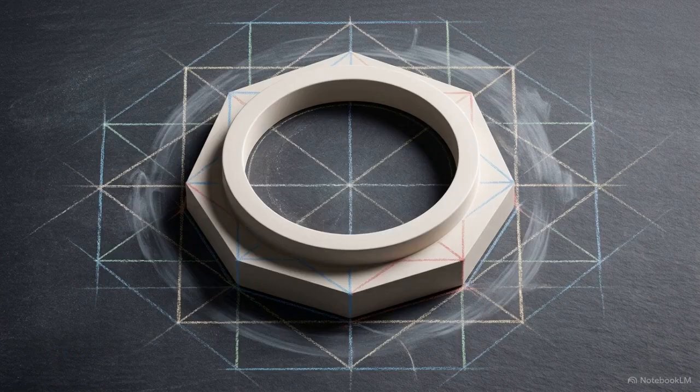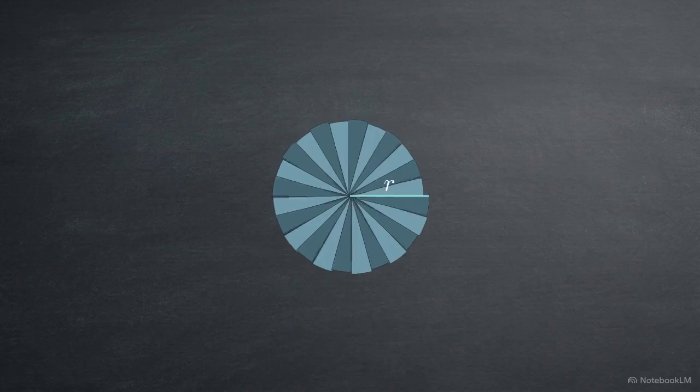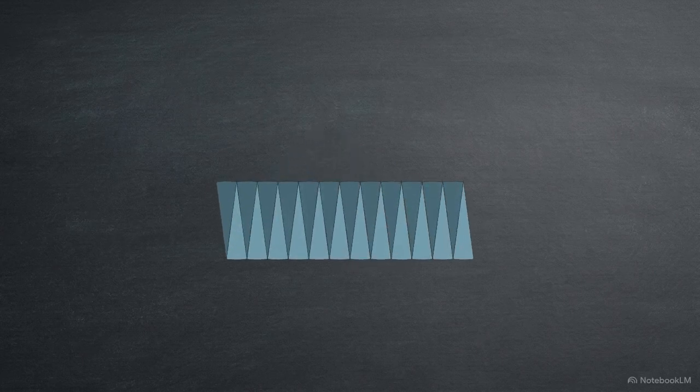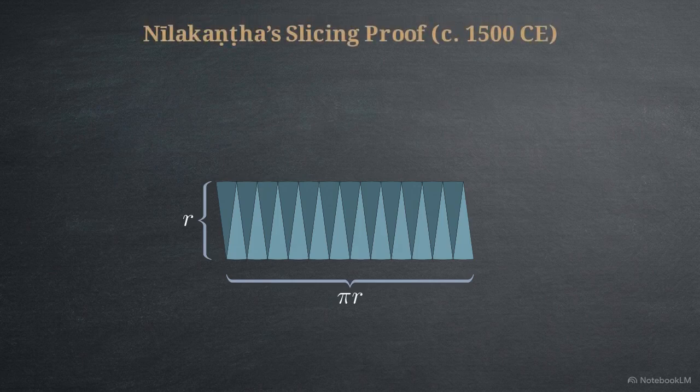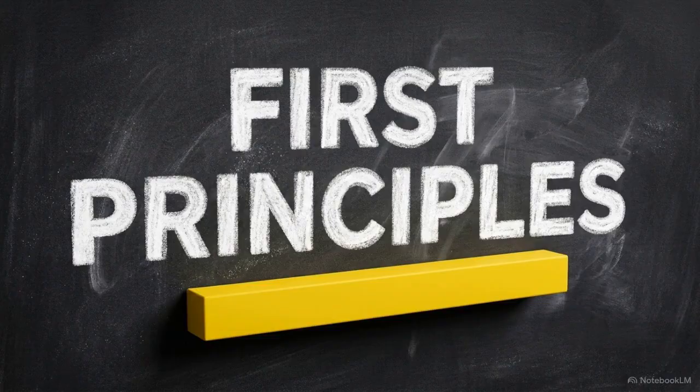If height and base define polygons, we can prove the area of a circle by transforming it into one. By slicing a circle into thin sectors and interlocking them, we create a rectangle. The width equals half the circumference, pi times r, and height equals the radius. Nilakanta Somayaji used this method around 1500 CE to prove the total area is pi r squared. Understanding these transformations removes the need for blind memorization.